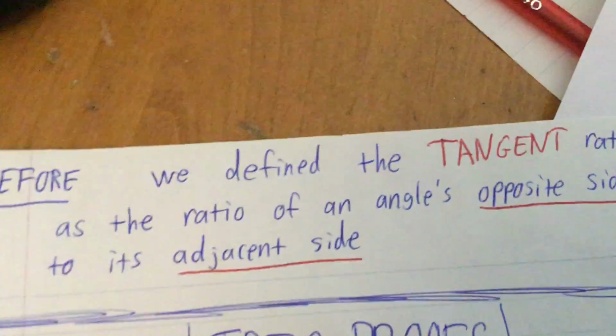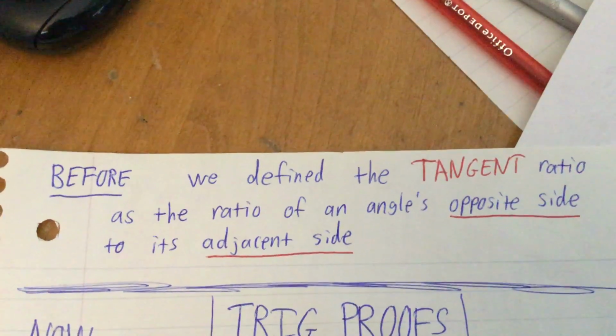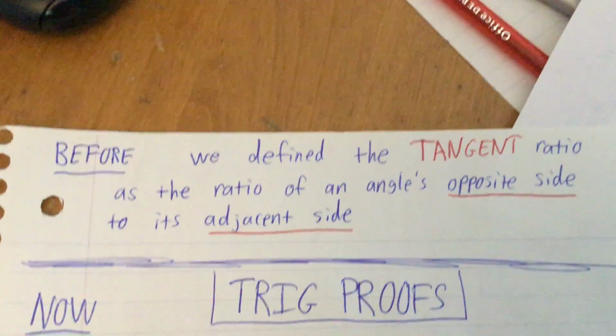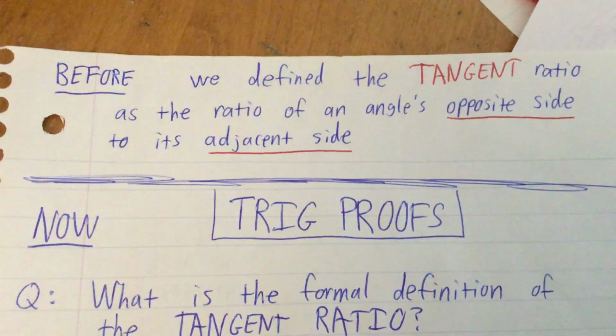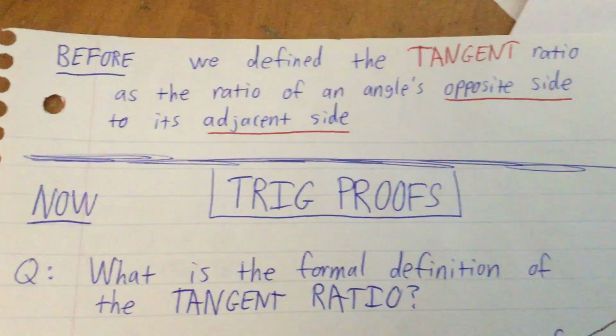Okay, now that we got that out of the way. So remember when I said for now, for now, for now? Well, here's the now. Before, we defined the tangent ratio as the ratio of an angle's opposite side to its adjacent side. Well, now we're in the world of trig proof. So what is the formal definition of the tangent ratio?